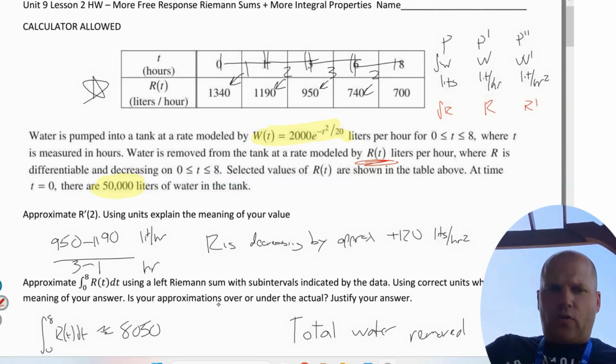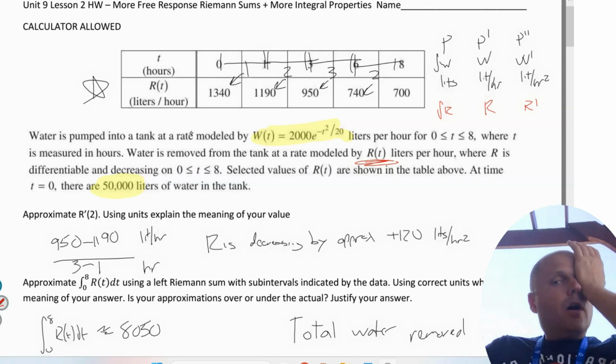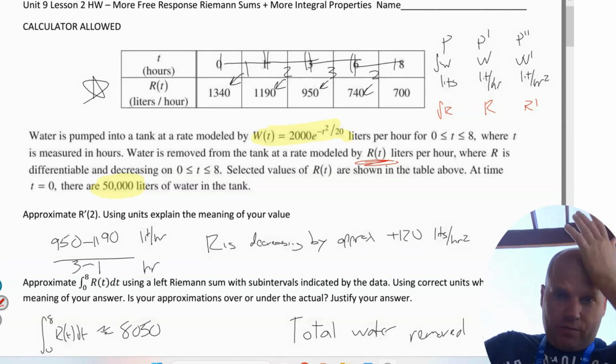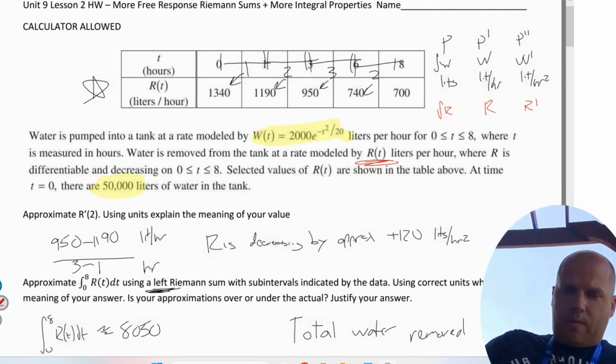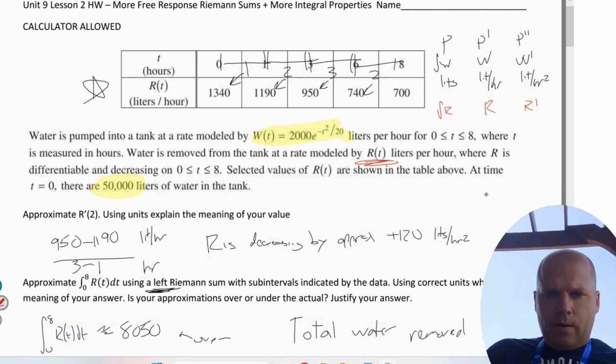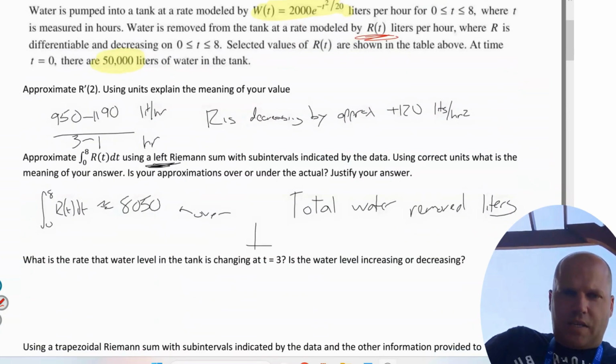Is this approximation over or under the actual? R is a decreasing function. I'm using a left Riemann sum. Therefore, it's going to be over. How do I know that? For a decreasing function, if you're using a left Riemann sum, we'll use the highest y coordinate over said base. The rectangle will be above the curve. We'll have an overestimate.